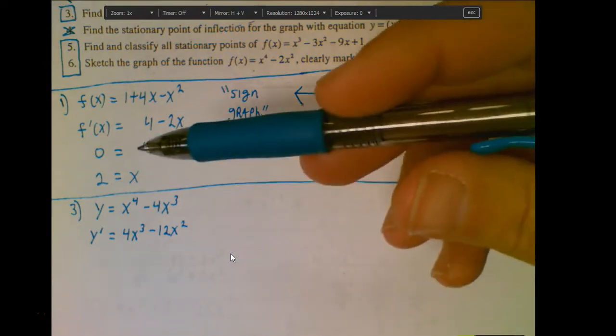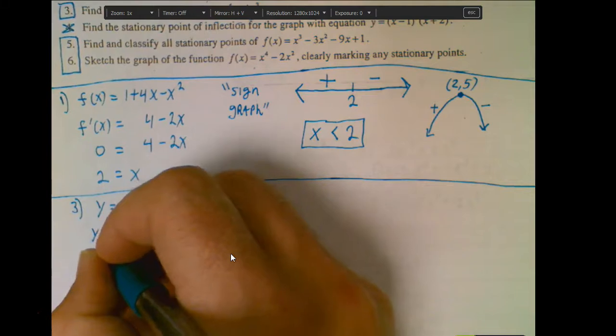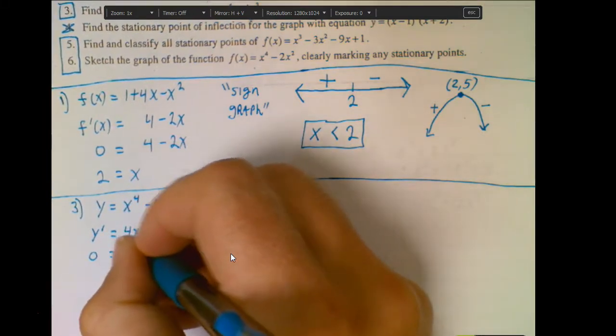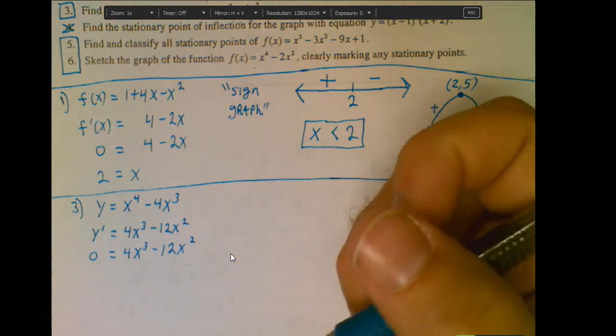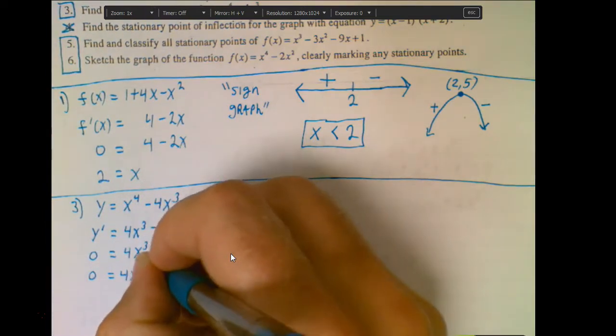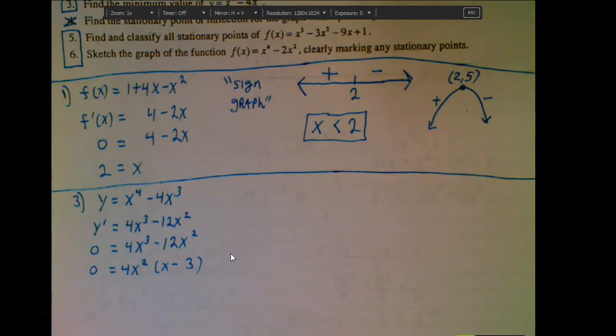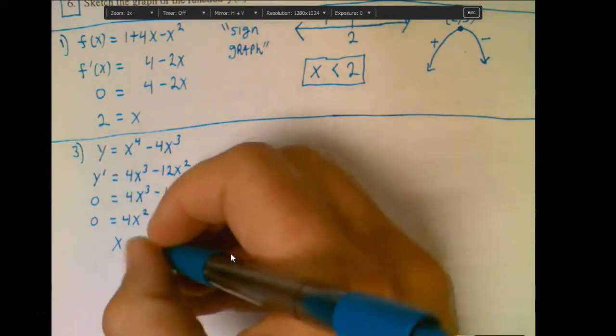The only thing that's different now is what I'm looking for. I want to know where the slope is 0, because remember what we've talked about already: anywhere you have a maximum or a minimum, that's where you have 0 slopes, or horizontal tangent lines. So as soon as they say find the maximum or the minimum, that automatically means my derivative equals 0, and I'm solving for x. If we factor out a 4x squared, leaving us with this, and I set my factors equal to 0, then x equals 0 and positive 3.